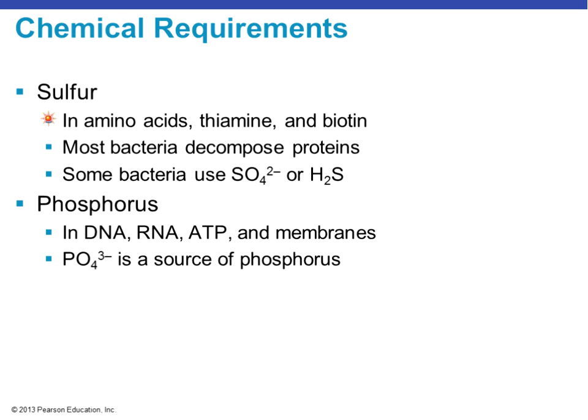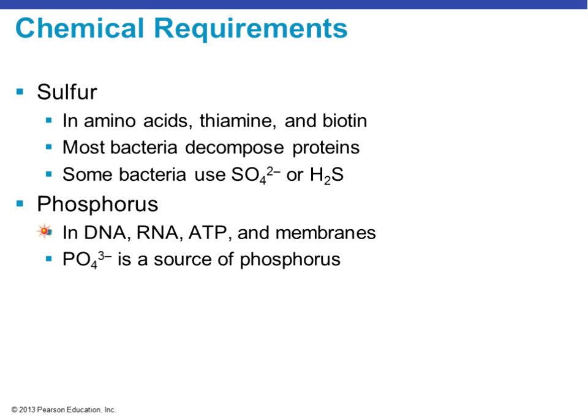Sulfur we also find in amino acids, the same way we found nitrogen in amino acids. In amino acids and proteins, you find the disulfide bonds that are made. Thiamine and biotin also contain sulfur. Just like with nitrogen, most bacteria can decompose proteins. We have some bacteria that can use sulfate or hydrogen sulfide, and just like with the SIM test, where we looked for the ability of the bacteria to utilize indole, we can also look in that same tube for hydrogen sulfide. We can look to see if it makes this hydrogen sulfide, which is going to be a black precipitate that comes out. It makes the tube look black.